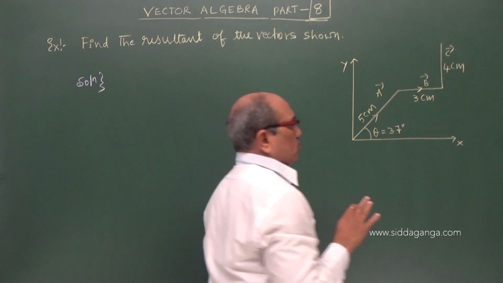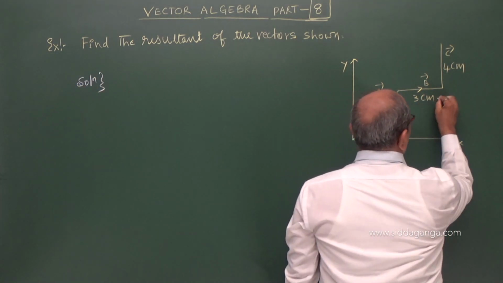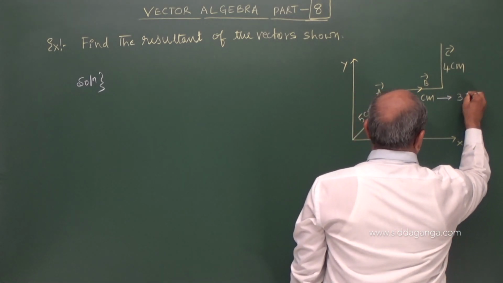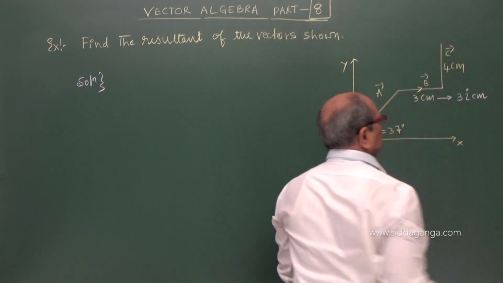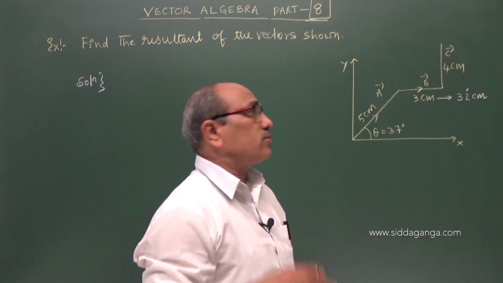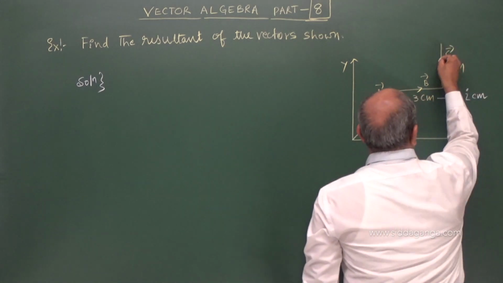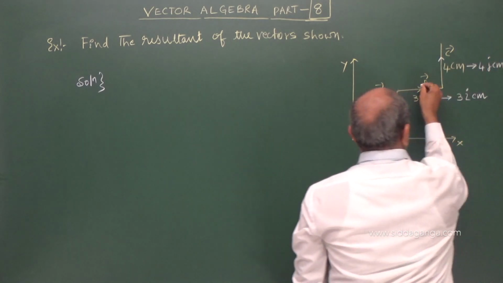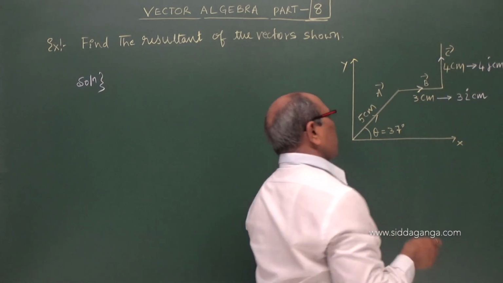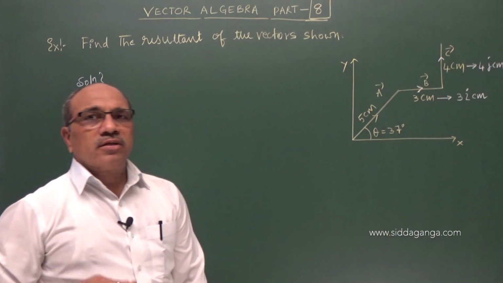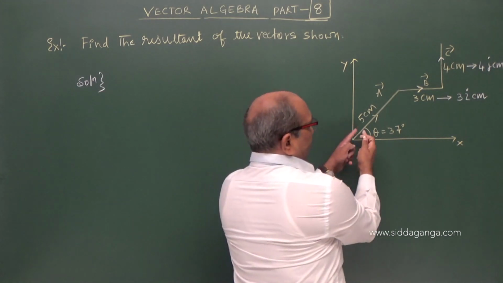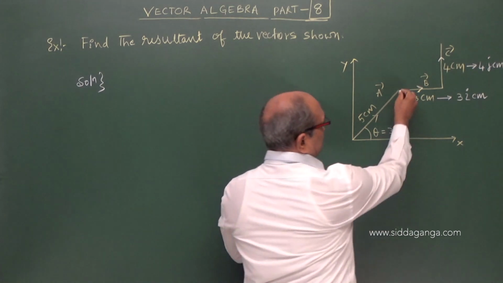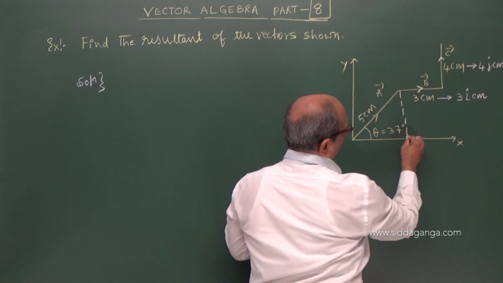There are 2 vectors. This can be written, with reference to the x-axis, in vector form as 3i centimeter, in the i direction along the x-axis. And this one is 4j centimeter. Both are positive, towards the right and upward. Now, getting the resultant relies on getting the components along i and j.